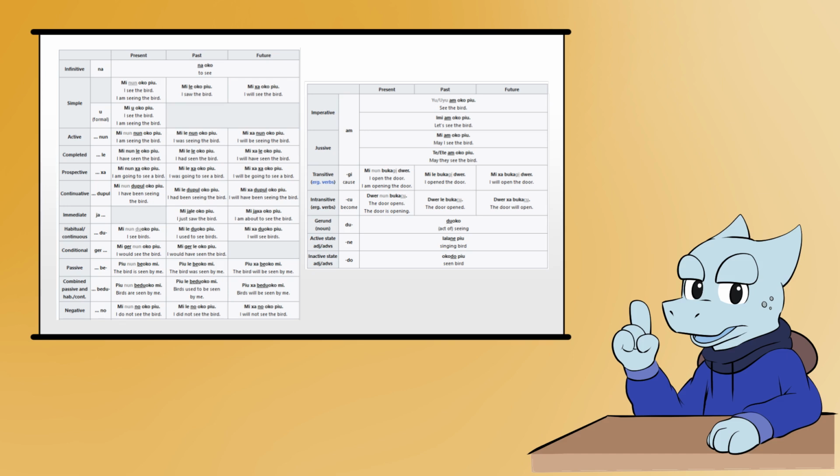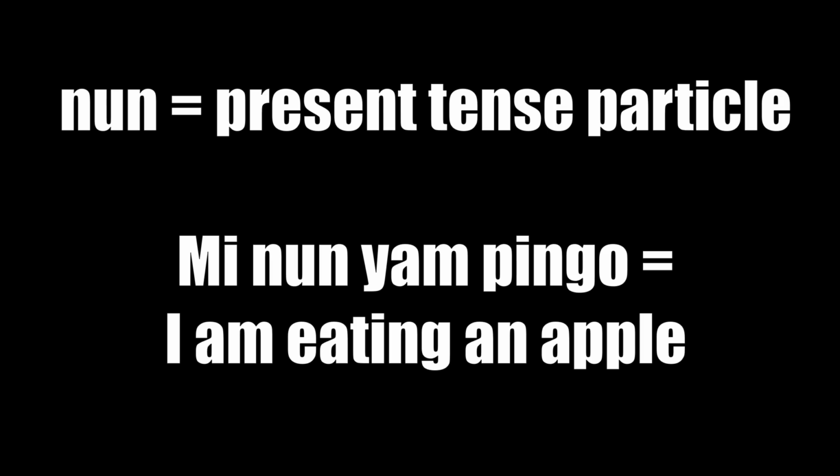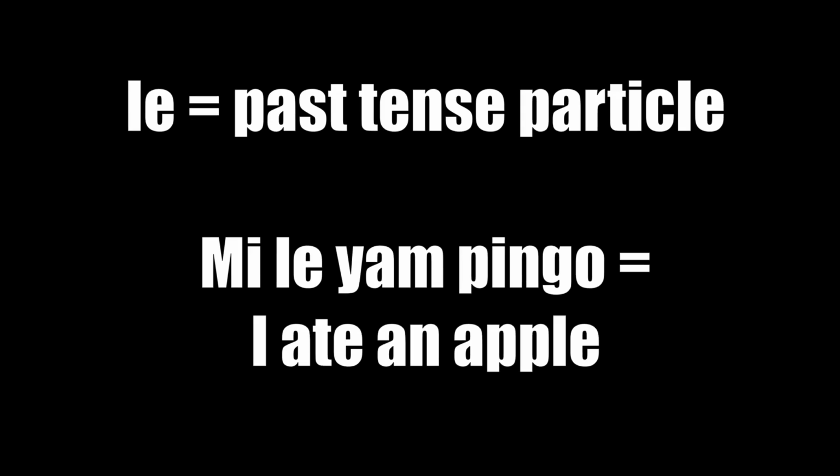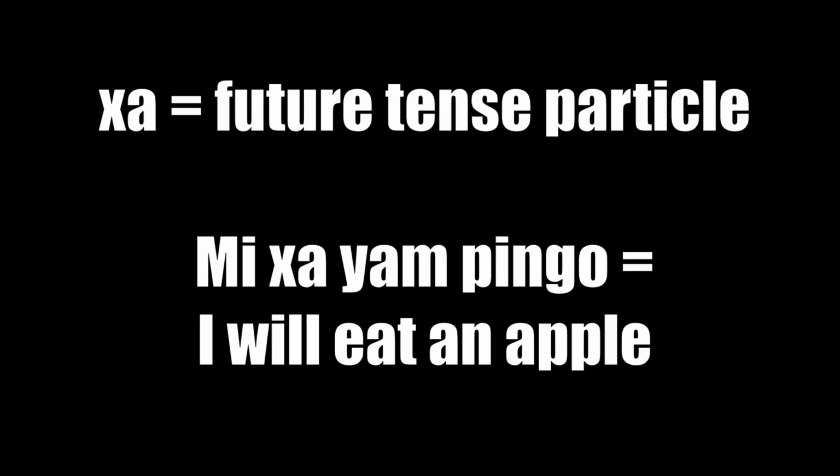If you want to do more with verbs, there's a large selection of particles you can use to modify them. While I won't go over all of them, here's some important ones. Nun is a present tense particle. "Mi nun yam pingo" means "I'm eating an apple." Le is a past tense particle. "Mi le yam pingo" means "I ate an apple." Sha is a future tense particle.